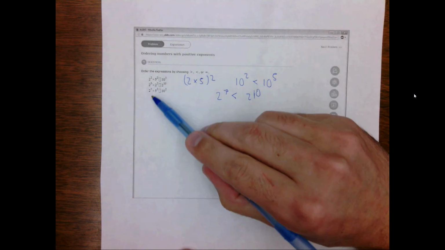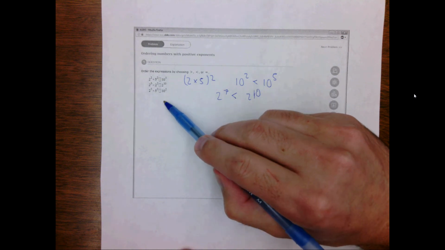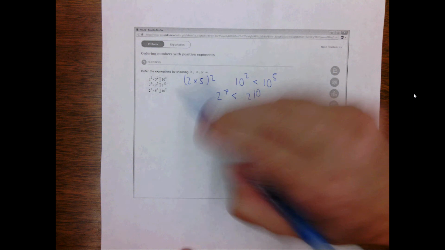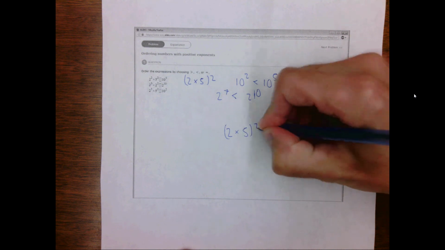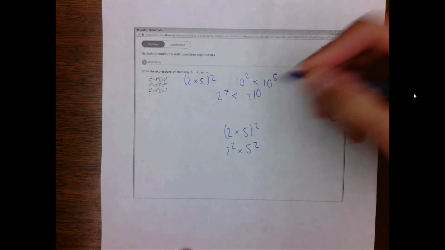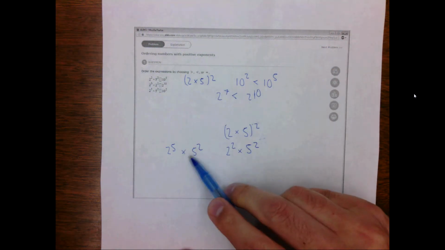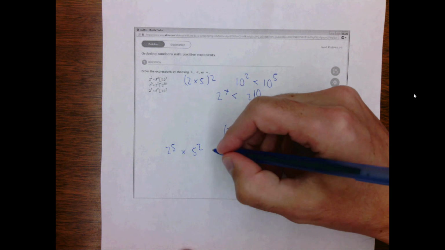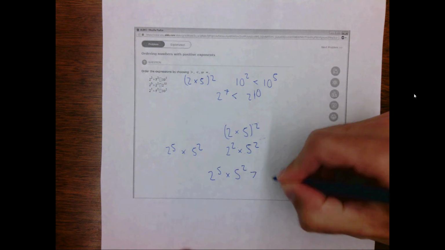In the final example, it's a little bit different again. We have 2 to the 5 times 5 to the 2, and we need to evaluate this expression. In this case, we also have 10 to the 2 on the other side. But remember above that 10 to the 2 can also be thought of as 2 times 5 to the 2, or 2 to the 2 times 5 to the 2. So if we compare 2 to the 5 times 5 to the 2, it must be larger than 2 squared times 5 squared, because in this case 2 is raised to the 5th power. Therefore, ultimately we want to put 2 to the 5th times 5 to the 2nd is greater than 10 to the 2.